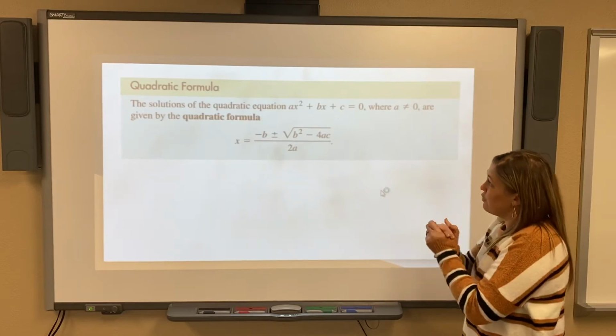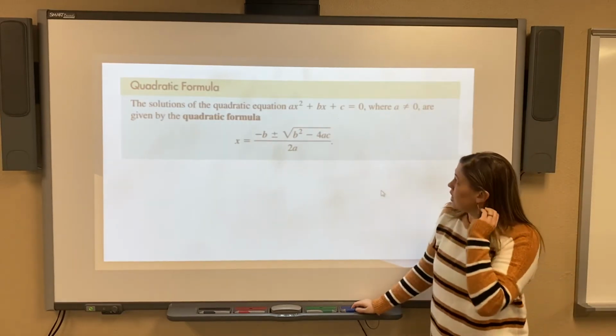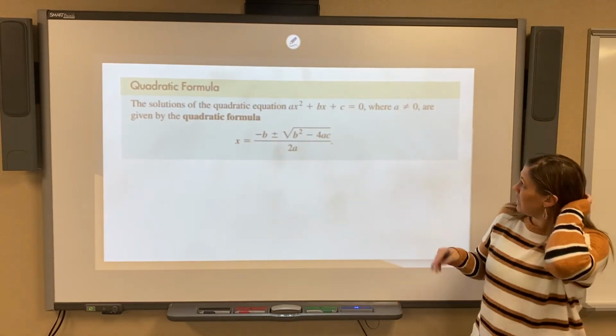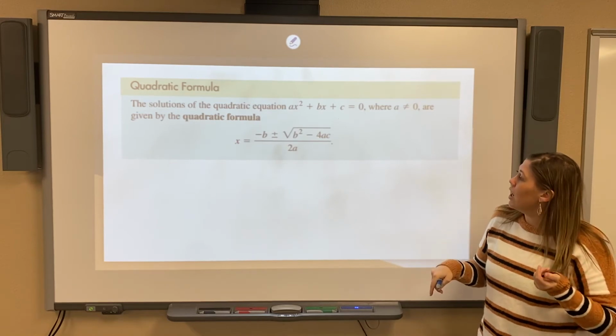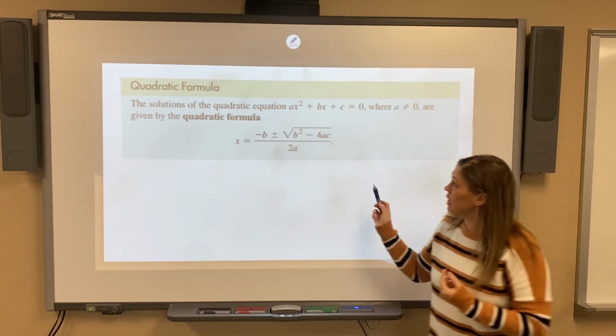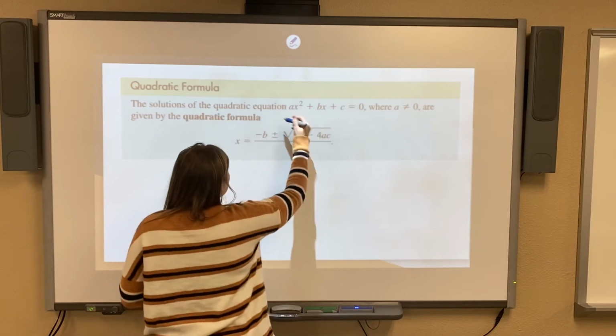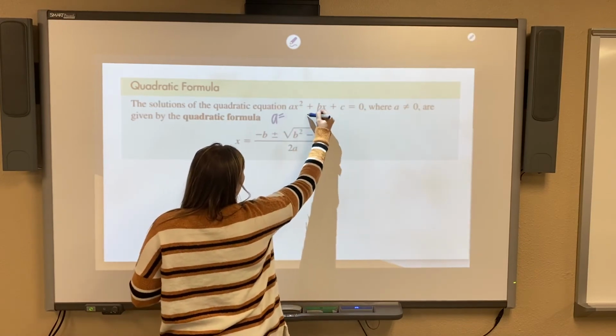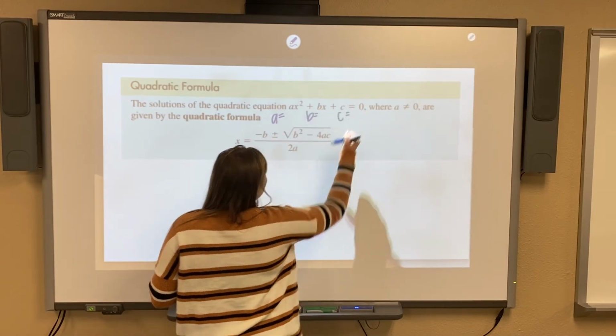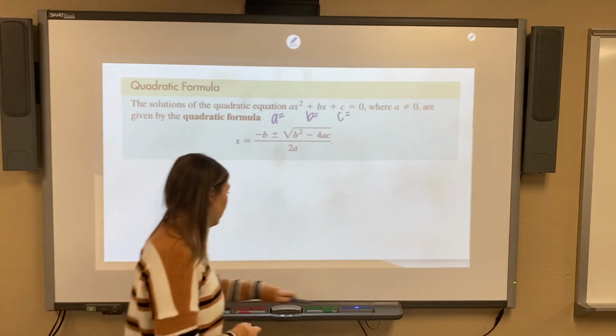Okay, so now the quadratic formula. So for solutions of a quadratic, we have ax squared plus bx plus c equals 0. And so we have our quadratic formula. Whenever you see this, I always tell my students to write what a equals, what b equals, and what c equals. Label it so then you can just plug it in.